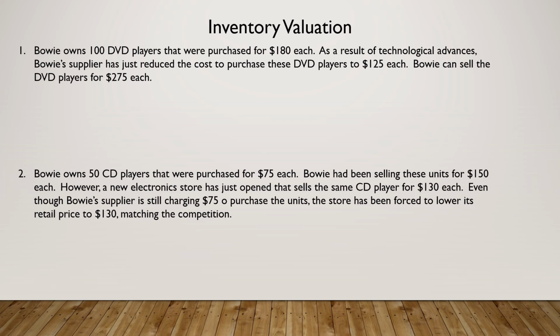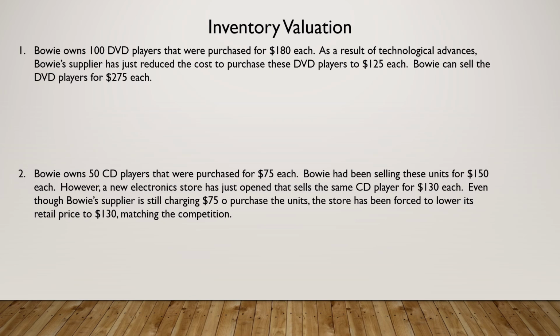Next, let's look at some lower of cost or market problems on page 18. Starting with number 1, Bowie owns 100 DVD players that were purchased for $180 each. As a result of technological advances, Bowie's supplier has reduced the cost to purchase these DVD players to $125 apiece. Bowie can sell the DVD players at $275 each. At what value should these DVD players be recorded in the ledger?